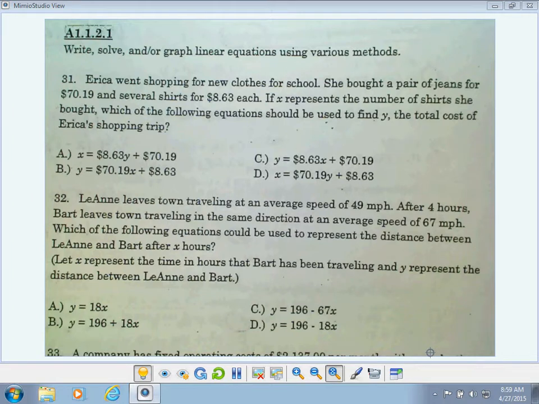Alright, so we're going to do questions 31 through 45. We start out with writing, solving, or graphing linear equations, and it says using various methods, so who knows, we'll see what we get.